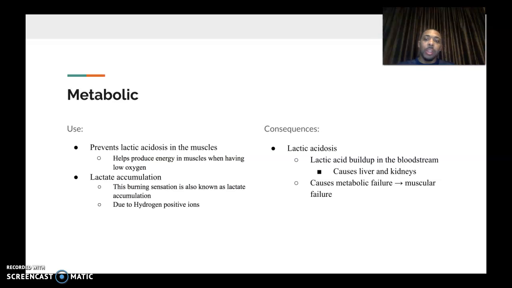What lactate accumulation is, is that burning sensation when lactate is able to kind of accumulate, which is due to the positive hydrogen ions before it reaches OBLA or lactic acidosis.